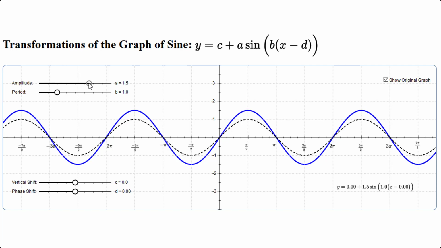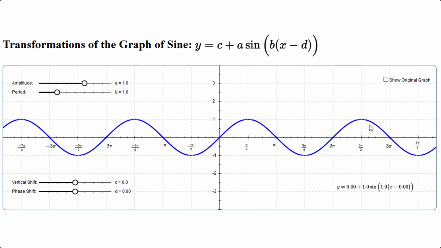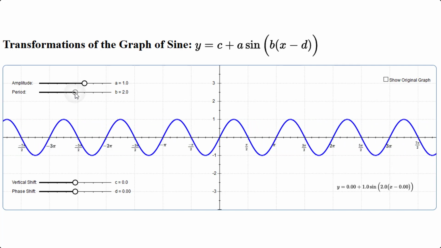Okay, so now let's look at what happens with the period changes. Let me get back to the original. Right now my period is 1, so that means I'm going to have one full cycle that occurs within 2 pi. If I change my period to 2, that means I will have 2 full cycles occurring in a distance of 2 pi. So from 0 over here to 2 pi, I now have 2 full cycles. This is one cycle here up to pi, and then a second cycle here to 2 pi. So that's 2 full cycles.